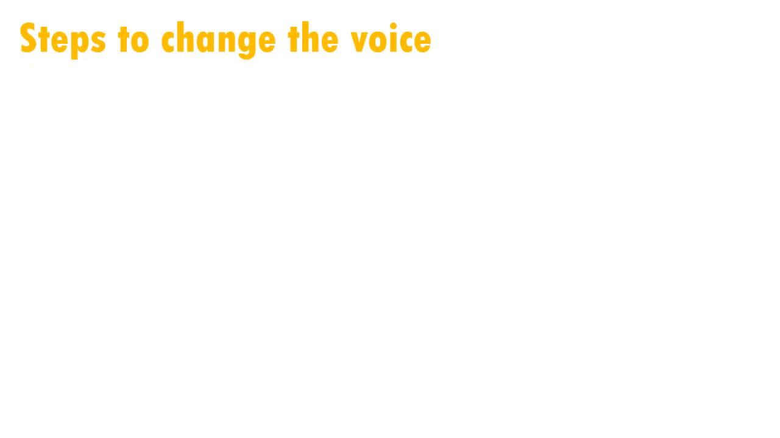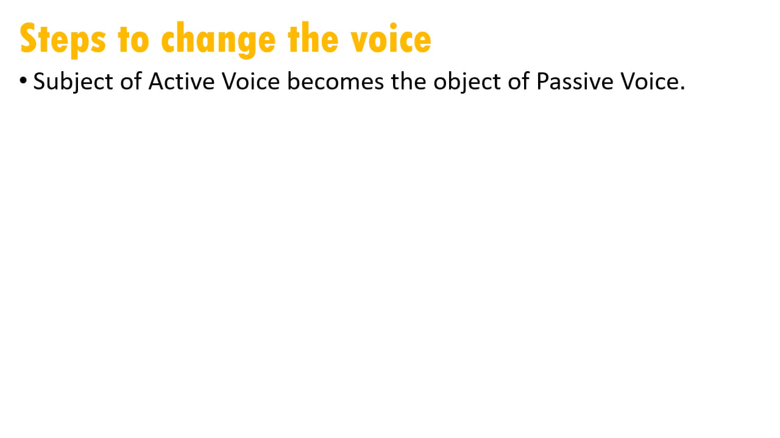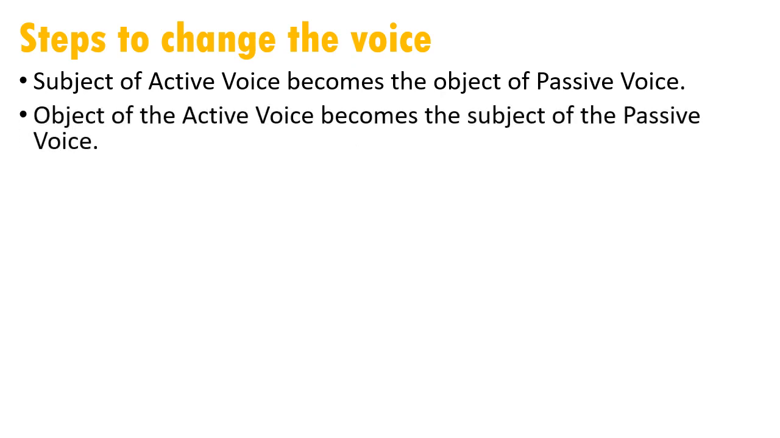Now I'm going to tell you the steps to change the voice. Subject of active voice becomes the object of passive voice. First of all, we need to make arrows. The subject of active voice will be the object of passive voice, and the object of the active voice becomes the subject of the passive voice. You can make arrows for your convenience.